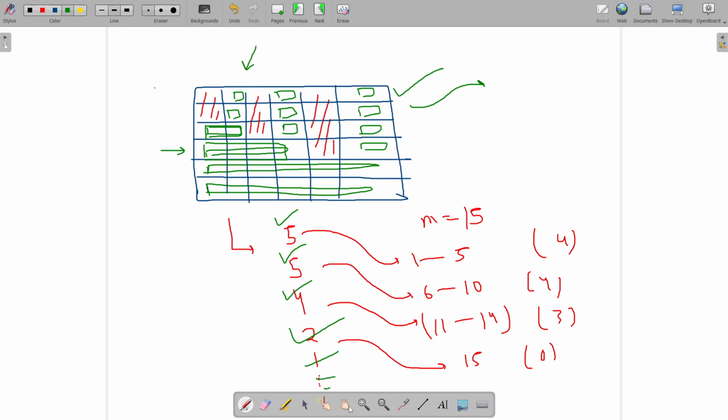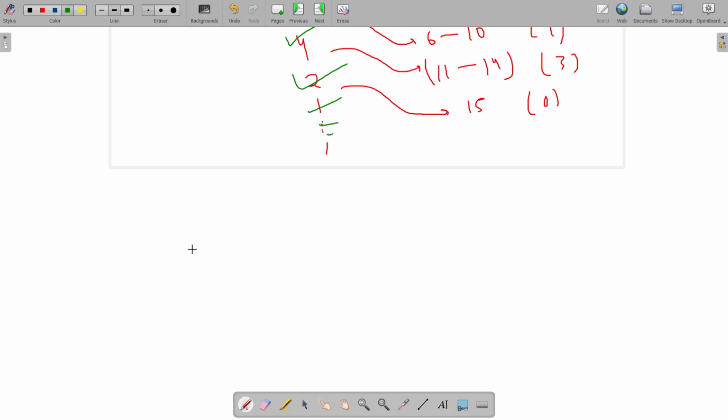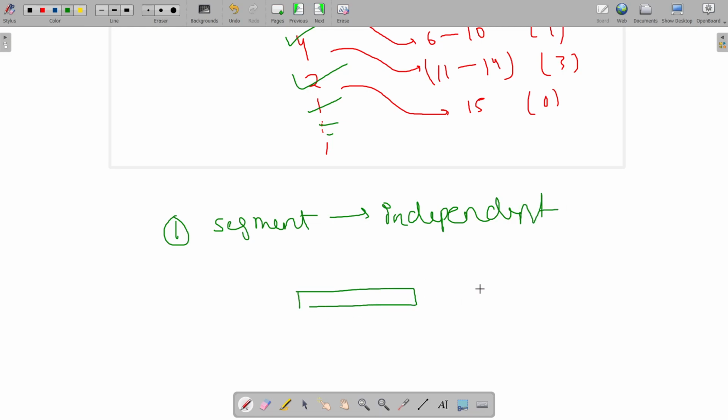Now these segments have some properties. Number 1, the segments can be treated as independent. Why? Because if you're talking about two segments on the same row, then they will be separated by some blocked cell. So it doesn't matter what you put here, and it doesn't matter what you put here. These two will never be adjacent, and they will not contribute to the score.